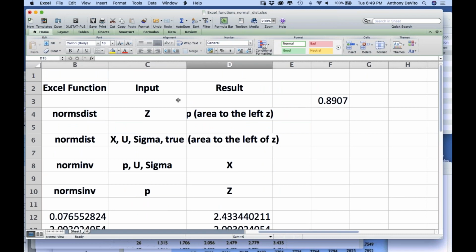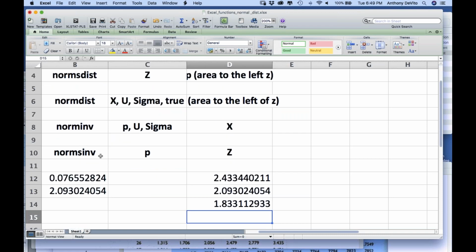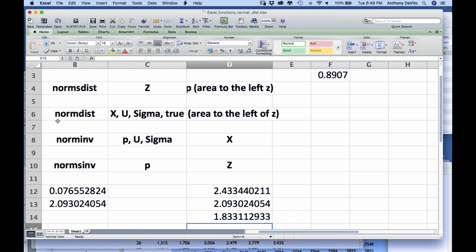But as far as a normal distribution, norm s dist would ask you to put in the z-score that you want and give you the probability. That's, in other words, the area under the normal distribution to the left of that. If you put in norm s inverse, it asks you to put in the p-value, and it gives you the equivalent z-score for that, for normal distribution. Now, there's also norm dist and norm inverse.